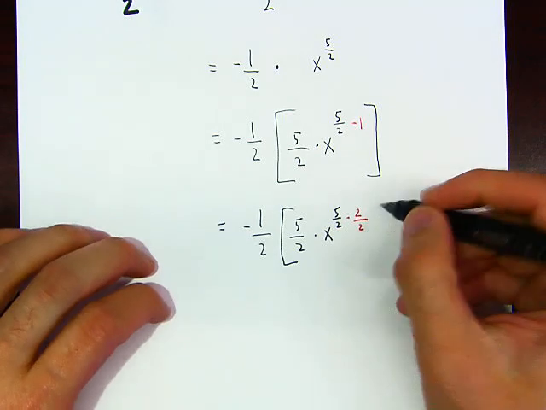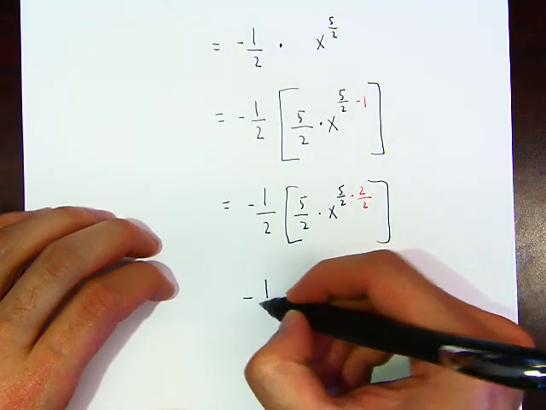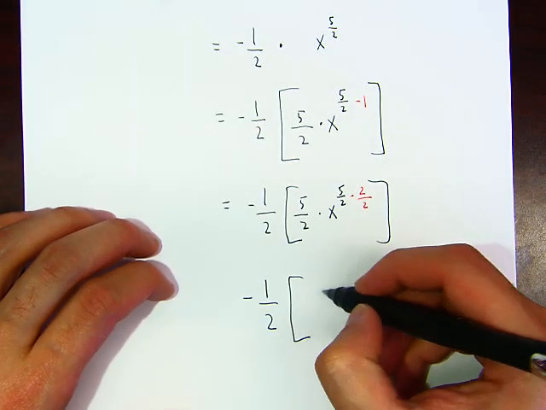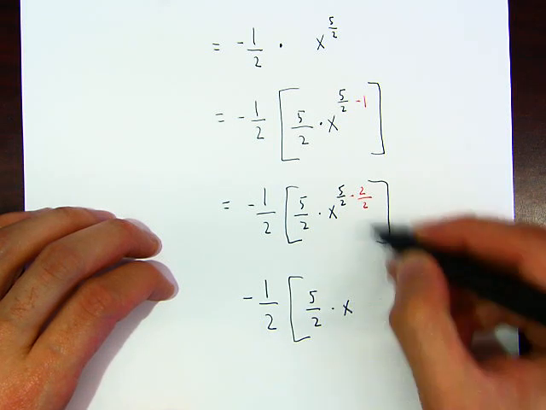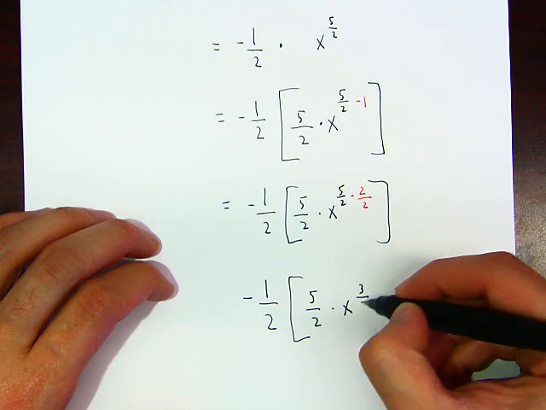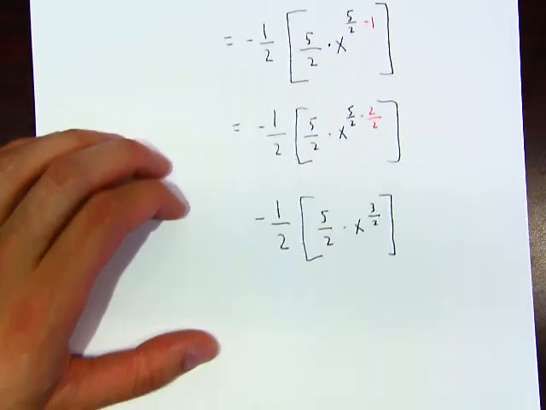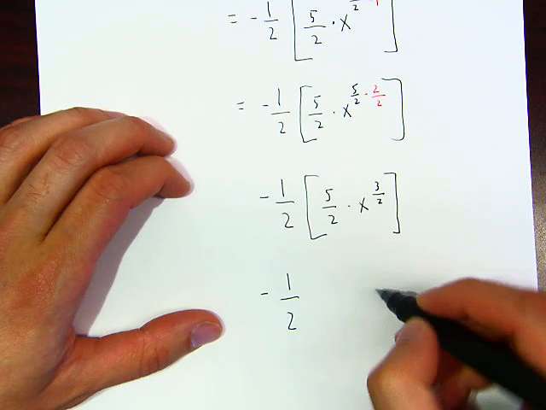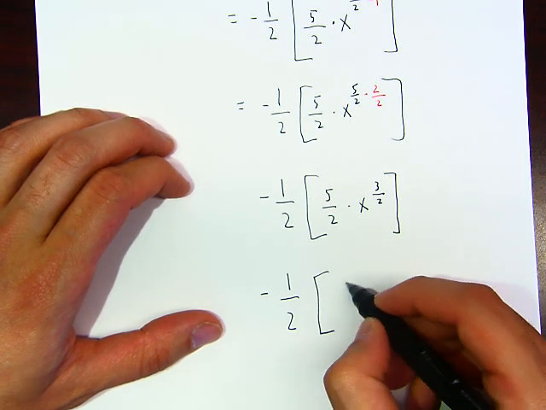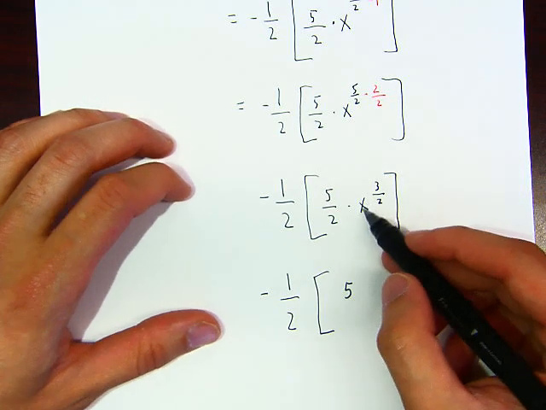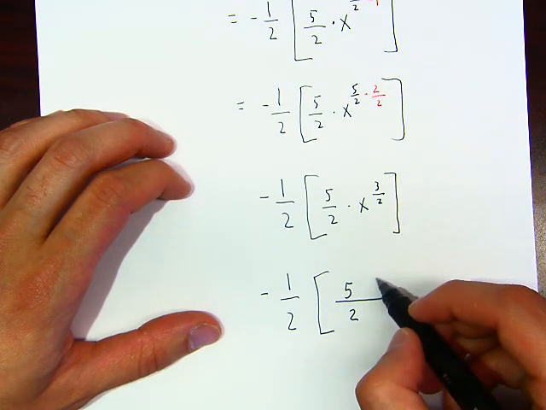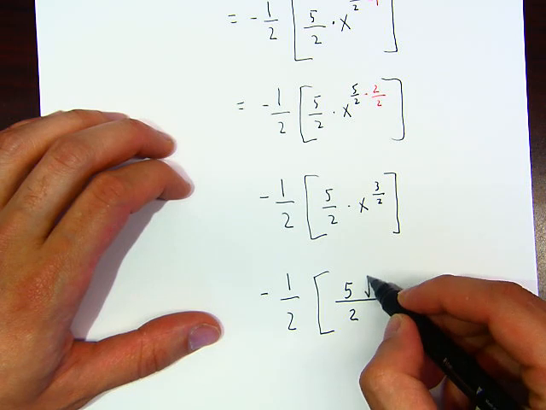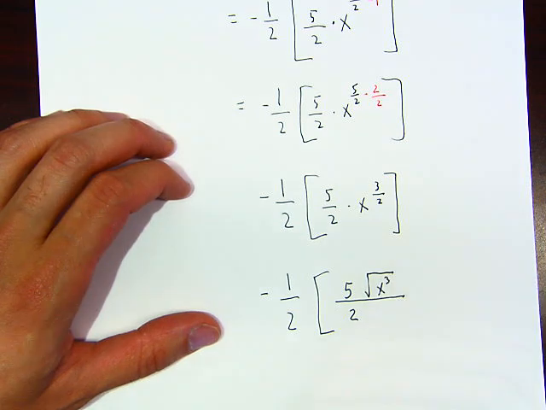So then what happens? This becomes negative 1/2 times 5 over 2 times x to the 3 over 2, right? And then this becomes negative 1/2 times, right, 5. And then now you want to convert this x to the 3 over 2. You're going to express it back into a radical form, and it's just like that, right?